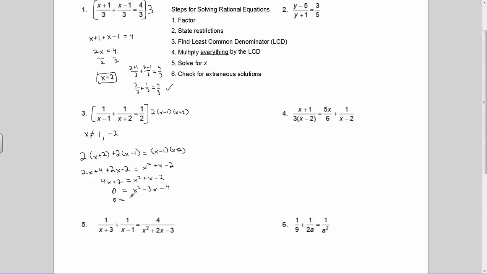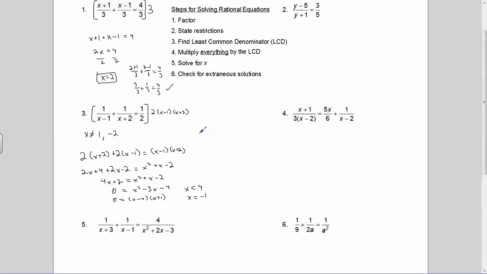Next, we're going to factor (x - 4)(x + 1). So our possible solutions, I'll write them over here: x equals 4 and x equals negative 1. We do need to check these solutions for extraneous solutions.